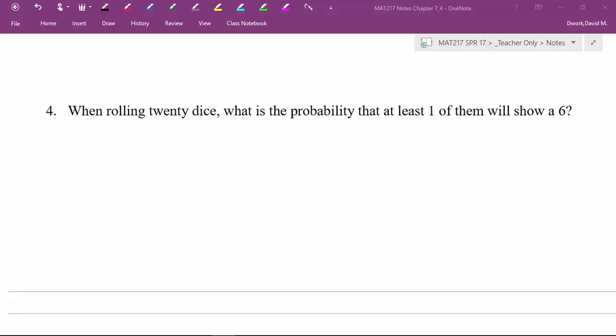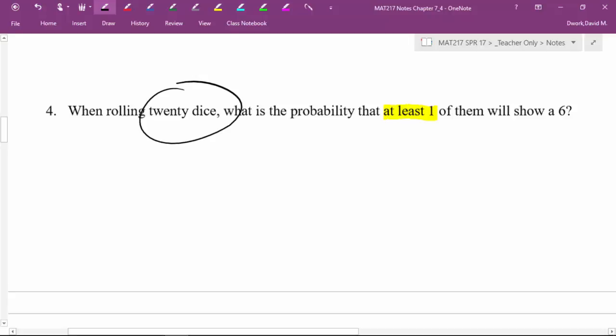Problem number 4. When rolling 20 dice, what is the probability that at least one of them will show a 6? Okay, if you want to give this problem a shot, pause the video and let's see how you do. Okay, now, did you notice the key word here? At least. So when we say at least, that triggers in our head, okay, I need this and up.